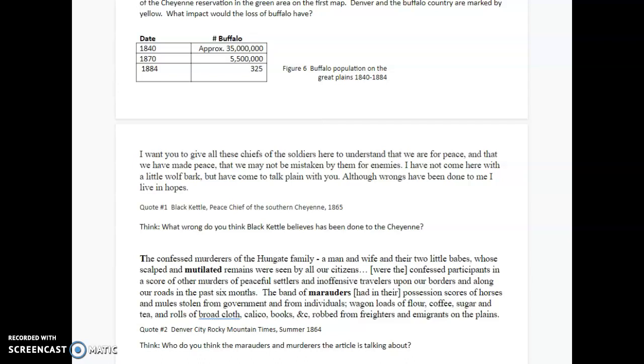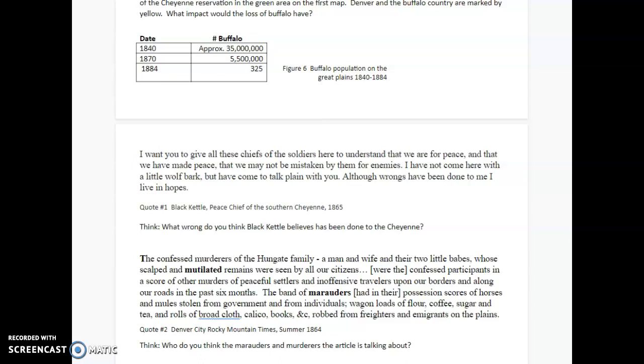Here's his quote. "I want you to give all these chiefs of the soldiers here to understand that we are for peace and that we have made peace, that we may not be mistaken by them for enemies. I have not come here with a little wolf bark, but I have come to plain talk with you. Although wrongs have been done to me, I live in hopes."